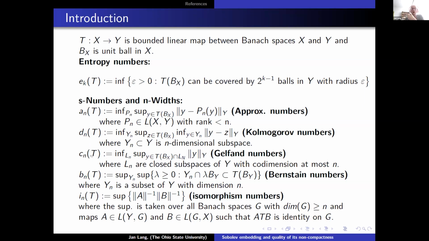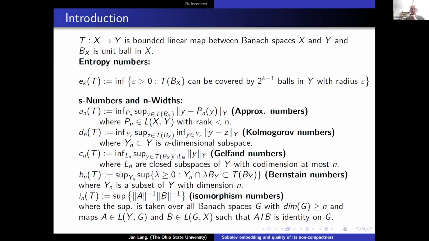And then there are many more numbers, like the Gelfand number. In this case, you are going to do approximation by spaces not with dimension n, but with codimension n. Then there is something else, like the Bernstein number. The Bernstein number is in some sense quite interesting. Why? Here is the definition of the Bernstein number. It's a little bit difficult to digest, but roughly the meaning is the following.